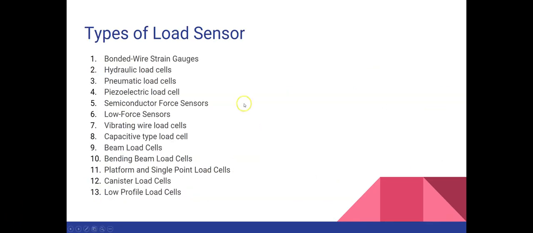Now let's see different types of load sensors. Here is the list of all different types of load sensors, and I'll quickly go one by one. We have bonded wire strain gauge, hydraulic load cell, pneumatic load cell, piezoelectric load cell, semiconductor force sensors, low force sensors, vibrating wire load sensors, capacitive type load sensors, beam load sensors, bending beam load sensors, platform and single point load cells, canister load cells, low profile load cells. All these are load sensors, and next we are going to see bonded wire strain gauges.